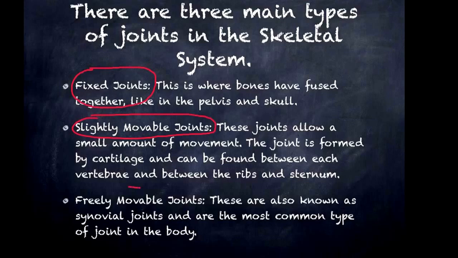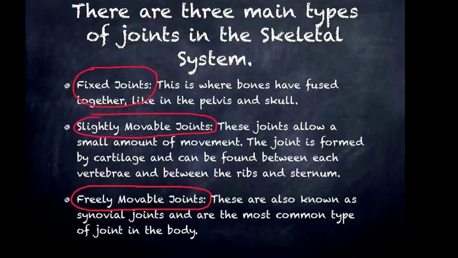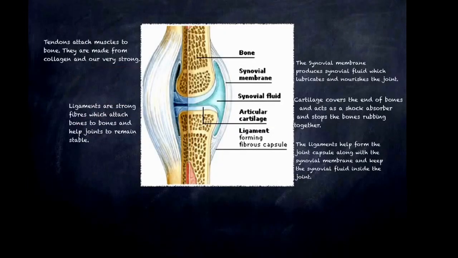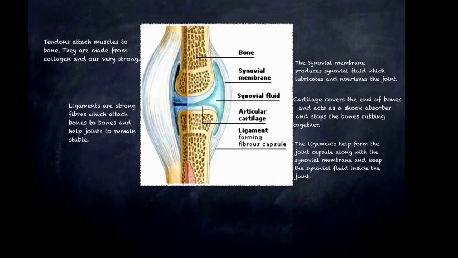And the one we're most interested in is freely movable joints, which are all the major joints of your body, like your elbow, your knee, your shoulder, your wrist, where lots of movements are possible. This is the synovial membrane here. This produces synovial fluid, which is all in here, which helps lubricate the joint and keep it working nicely.